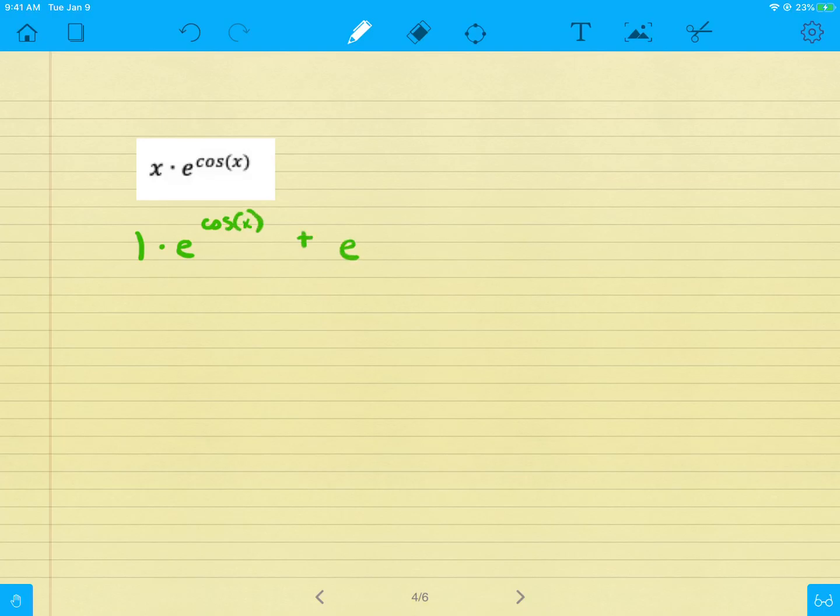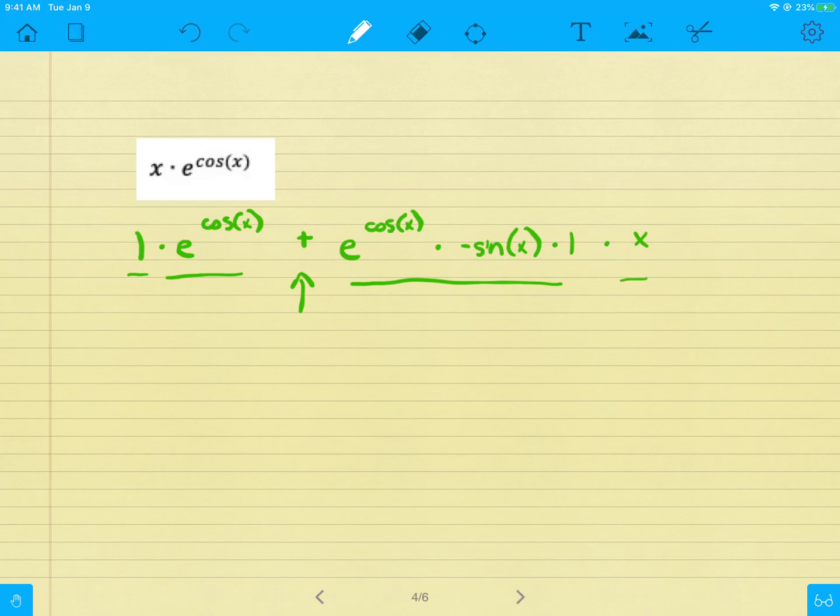Well, the derivative of e is e, cosine of that, times whatever's the derivative of the power, so that's negative sine, times the derivative of the item on the inside of that. So that's the derivative of the second item times the first. So derivative of the first times the second plus the derivative of the second times the first.